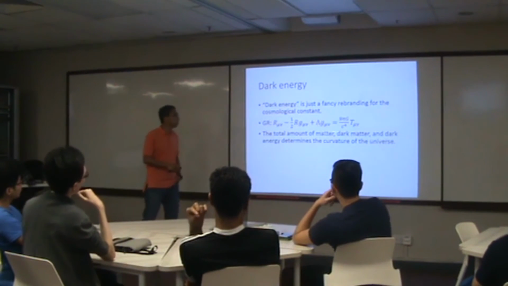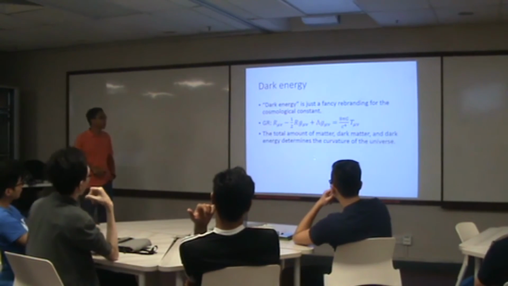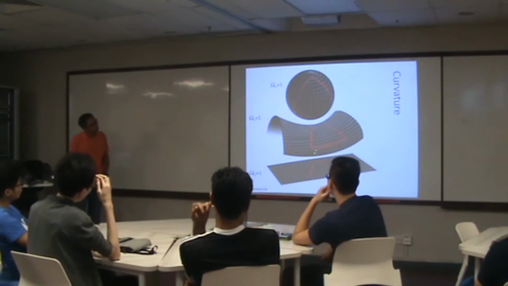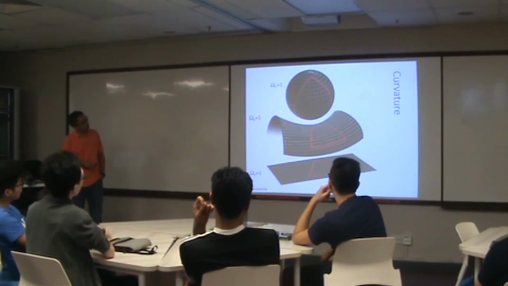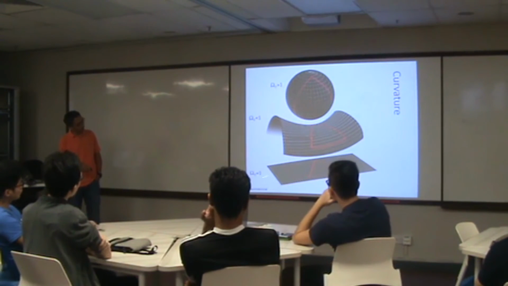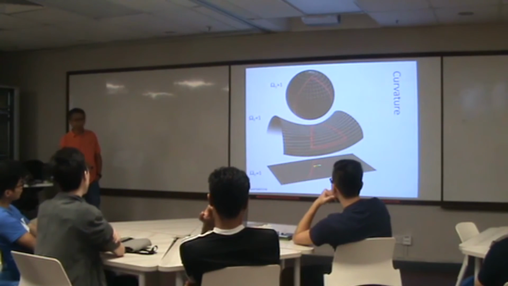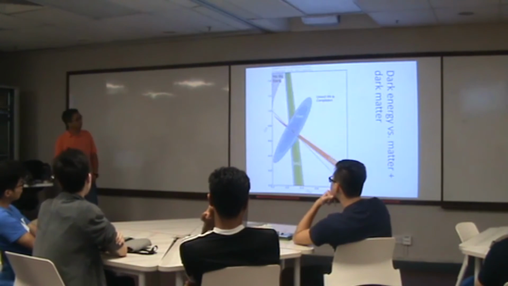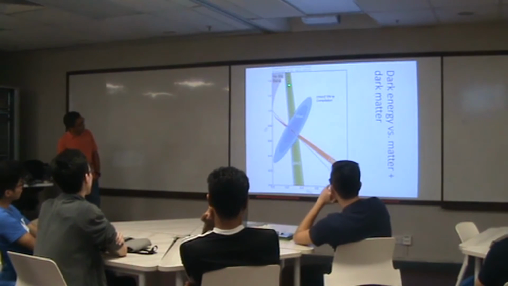The total amount of matter and dark energy determine the curvature of the universe. If our universe has lots of stuff, it will be closed. If less stuff, it will be open like that. And if it's just right, our universe will appear to be flat. And that is the observation.